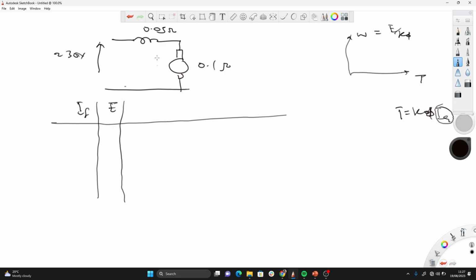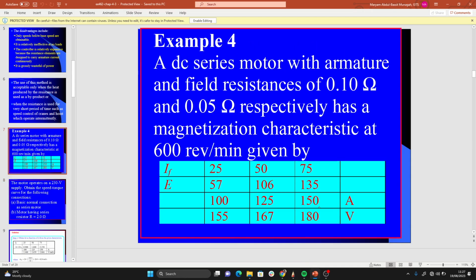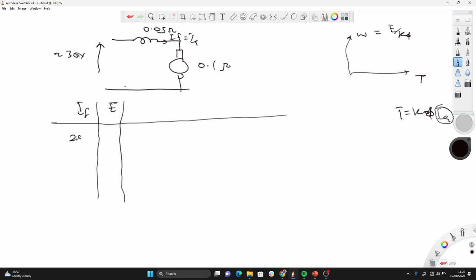To find my IA, this is a DC series motor, meaning IF is equal to IA. So let me take the first 2 points. The first 2 points here are 25, 50, 57, 106. So my IA will be equal to IF. IA will just pick the IF values.